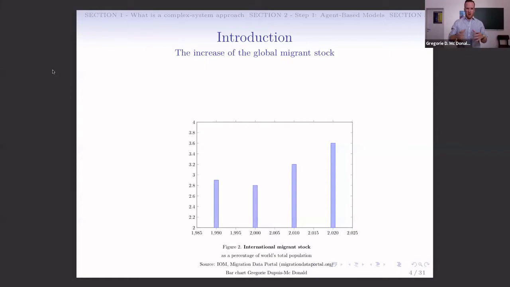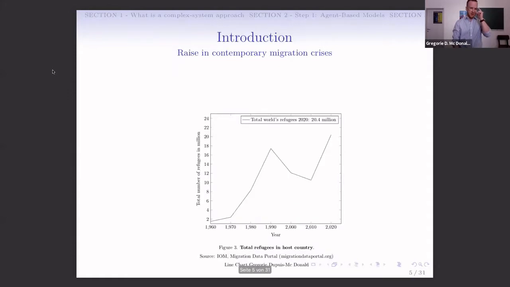We also see here an increase in the global migrant stock, illustrated as a percentage of the world's total population. So we see that from the 1990s to 2020, there has been a global increase in the migrant share of the world's total population. And finally, there is, of course, evidence of a global rise in contemporary migration crises, given by the total number of refugees counted in millions around the world. From the 1960s onwards, we see a very sharp increase in the total number of refugees counted around the world.